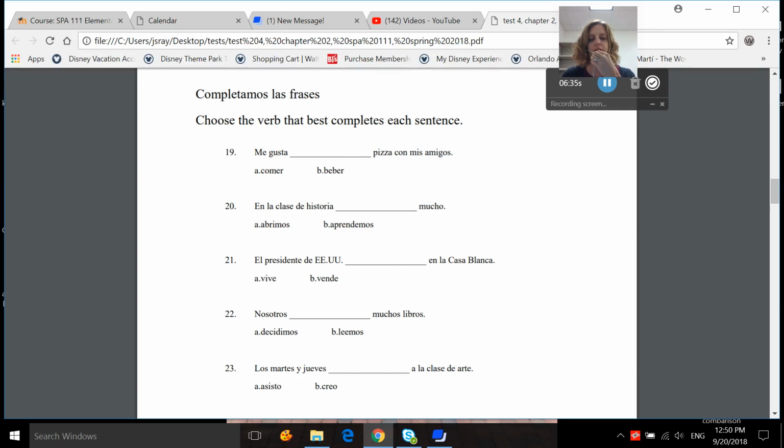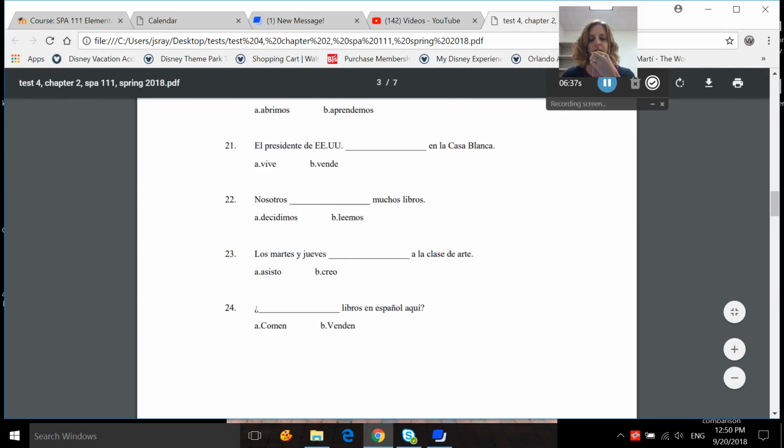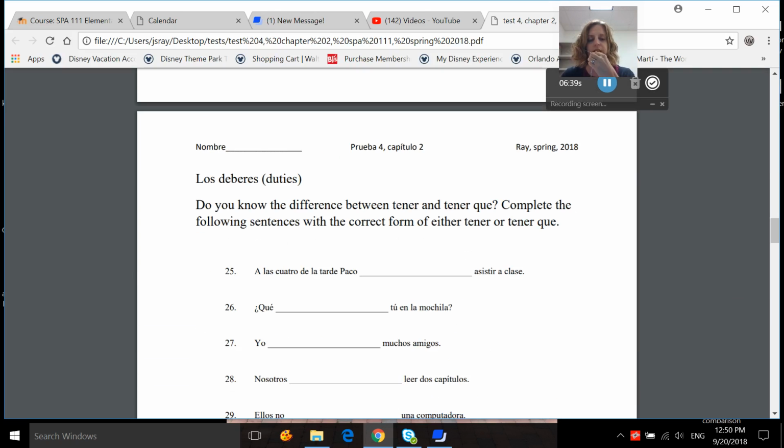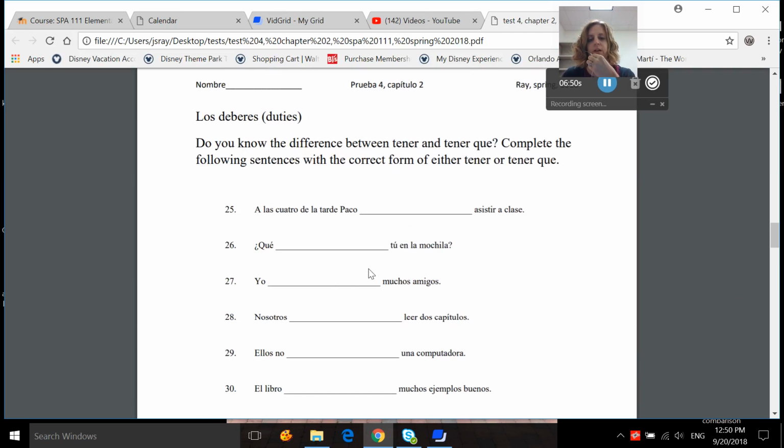Okay? Here, you're going to choose the verb that best completes each sentence. So it's already conjugated. You just write in the blanks, either A or B. Here it says, do you know the difference between tener and tener que? Remember, tener is to have and tener que is to have to do, and it's usually followed by an infinitive. So you're going to decide whether you need tener or tener que in each of these blanks. And then you need to change the spelling of your tener.